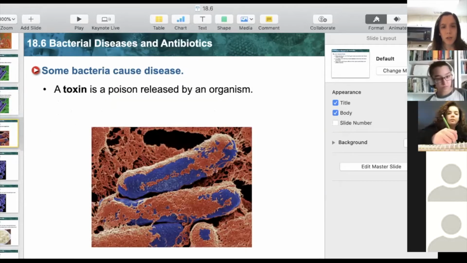So what is a toxin? It's a poison that's released by an organism. So certain bacteria and viruses can release poisons into the body.